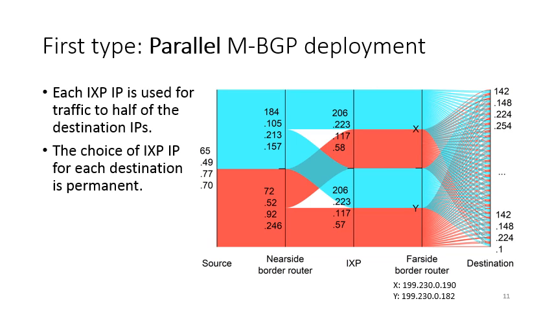We plotted the routing graph for this example, and from this figure we can see that each IXP IP is used for half of the traffic to the destination IPs, and the choice of IXP IP for each destination IP is permanent in our traceroute measurement.